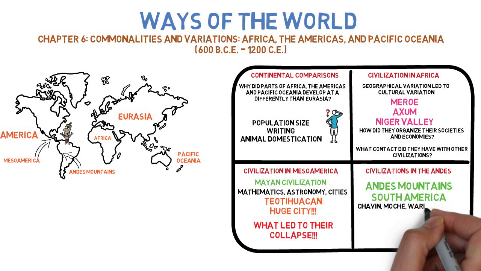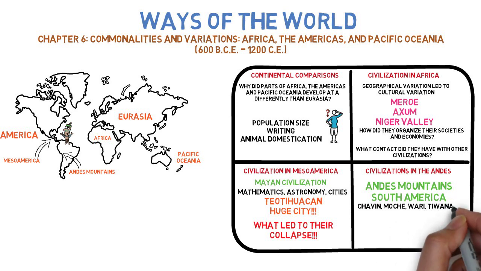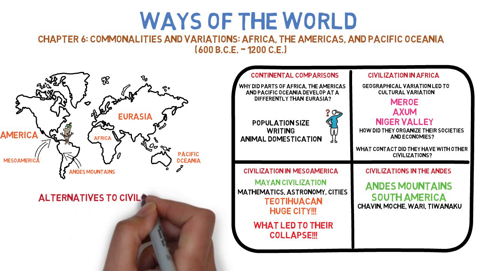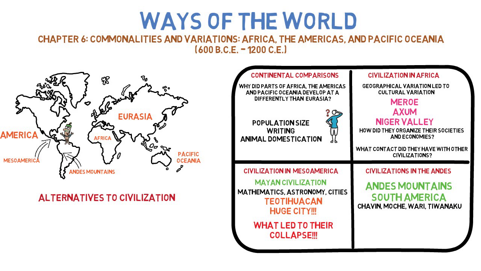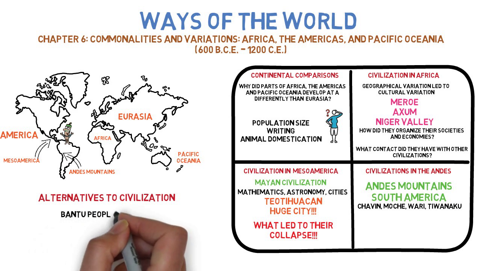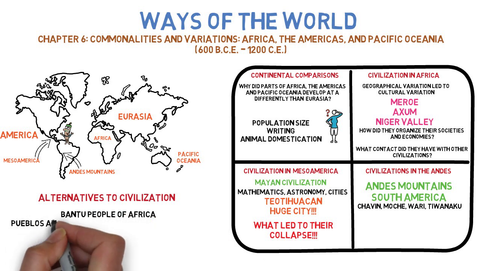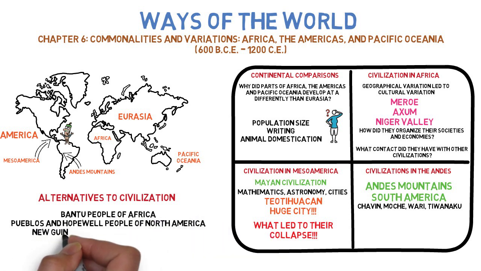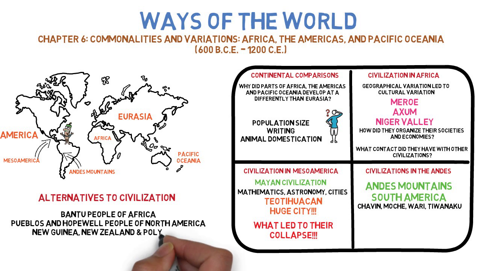And lastly, in Section 5, he takes a look at alternatives to civilization. These would be people and societies that organize themselves not into civilizations, but something other than that. And this would include some of the tribal peoples in Africa, the Bantu people, and the Pueblos and Hopewells in North America, and also people in New Zealand, New Guinea, and Polynesia.